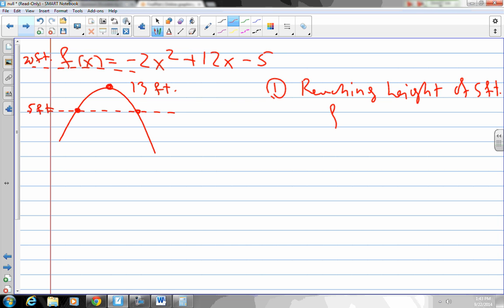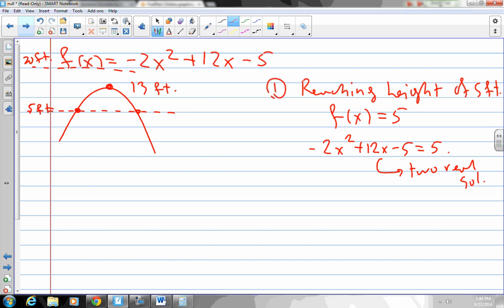I'm solving this equation, f of x equals 5, right? So really, this is my equation, negative 2x squared plus 12x minus 5 equals 5. And I'm going to solve this equation, and how many solutions am I going to get? 2, right? This will have 2 real solutions. Whatever they are, I'm not going to find them. If I ask you to solve this, you should be able to solve this, right? It's just a quadratic equation.